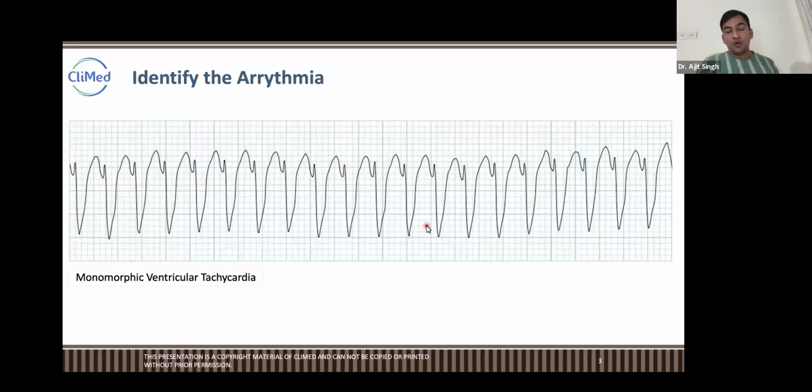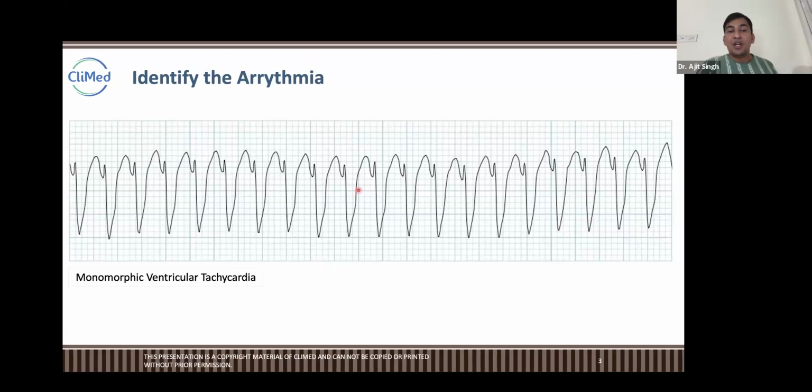So here, monomorphic. Monomorphic means all beats have the same QRS complex and similar QRS complex duration. Monomorphic means very simple: the QRS complex is very similar. That's why we call them monomorphic.